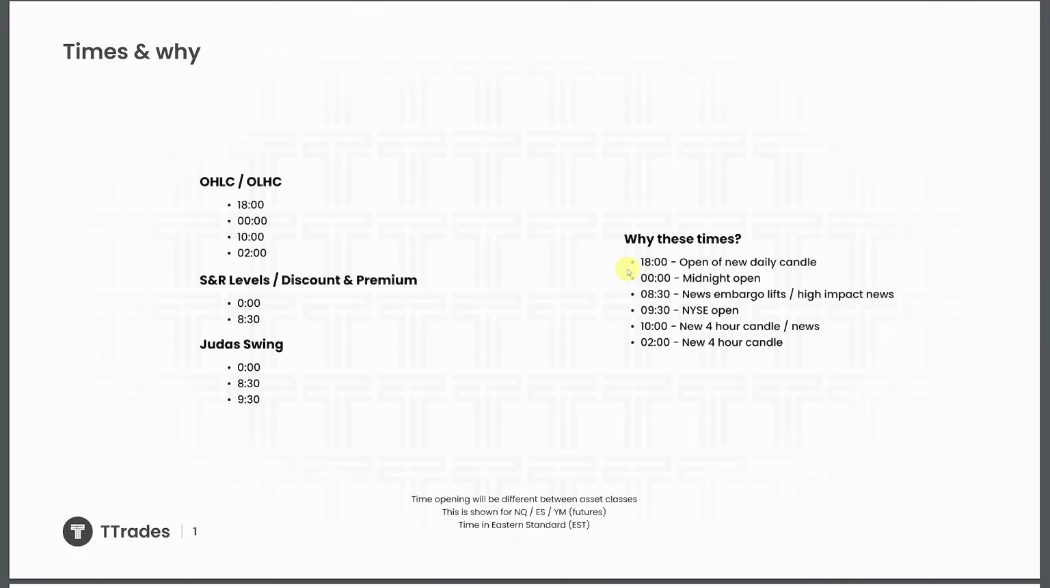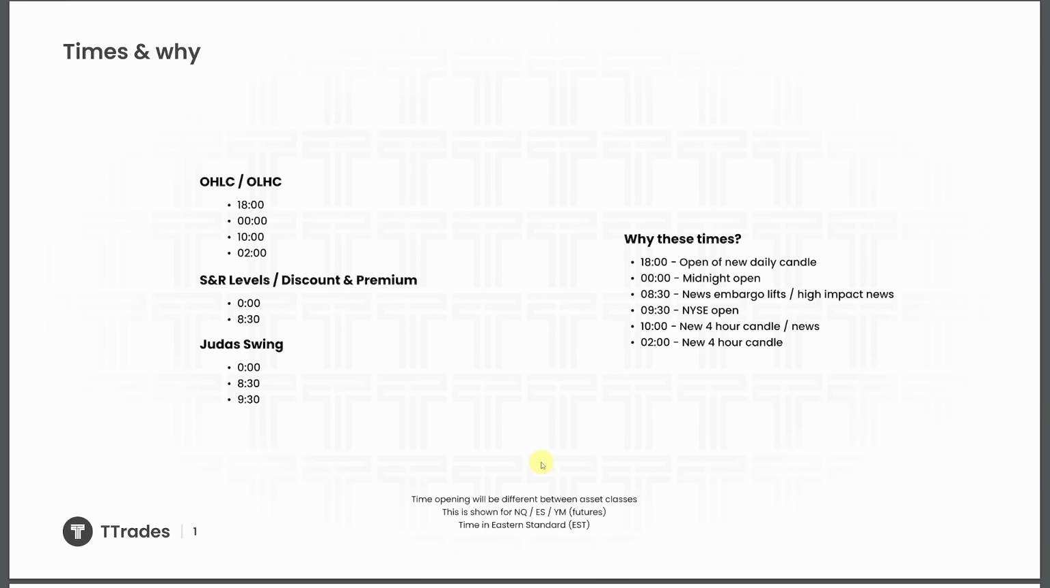If you take a look, 1800 is the new daily candle open. Midnight open is midnight. 8:30 is when the news embargo lifts or there's high impact news. 9:30 is when the New York Stock Exchange opens. 10 o'clock is when we have a new 4-hour candle and sometimes news. And then 2 p.m., a new 4-hour candle.